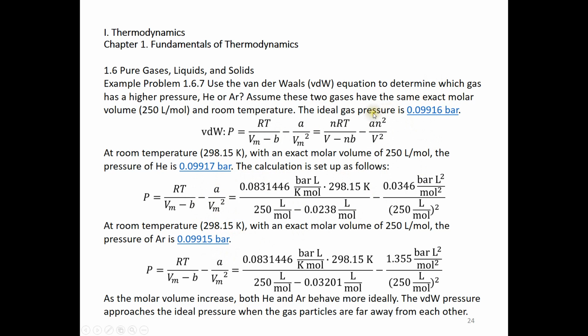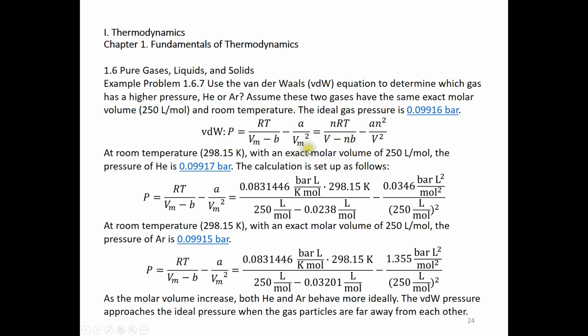It's just because although helium and argon are real gases, due to this very large molar volume, those gas particles are really far away from each other, and they have much smaller repulsion and much smaller attraction in this example problem than in the previous one. That's why the van der Waals pressure is really close to the ideal gas pressure.